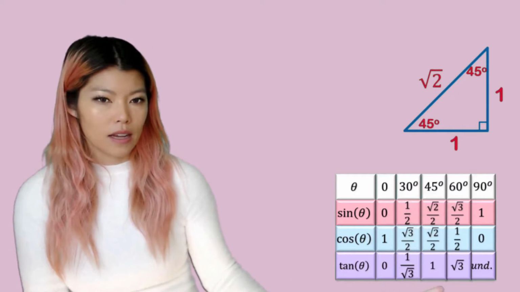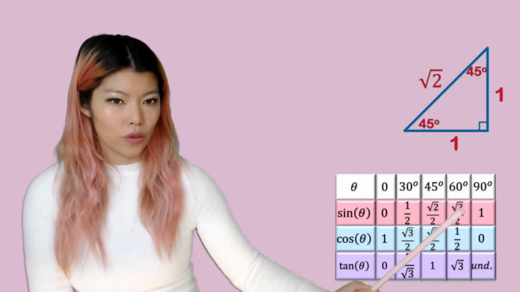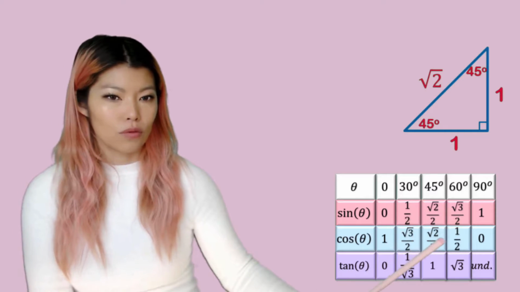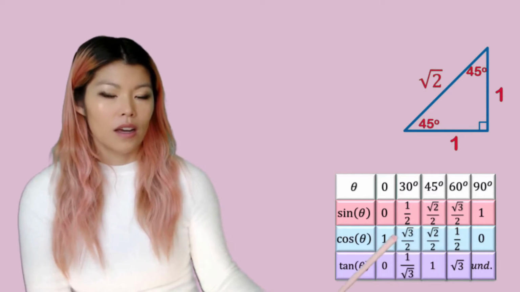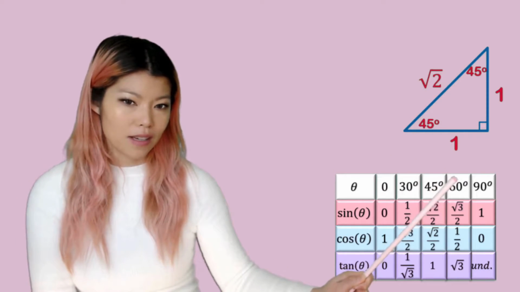So if you look at drawing a table, you could quickly fill it in by writing 1, root 2, root 3 over 2's, root 3, root 2 and 1 over 2's, and 1 over root 3, 1 and root 3. Make sure your angles are from smallest to largest.